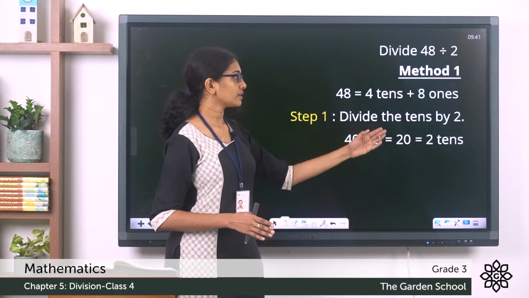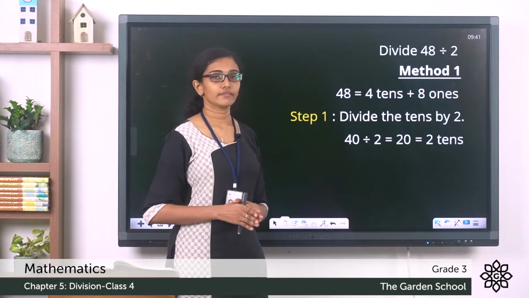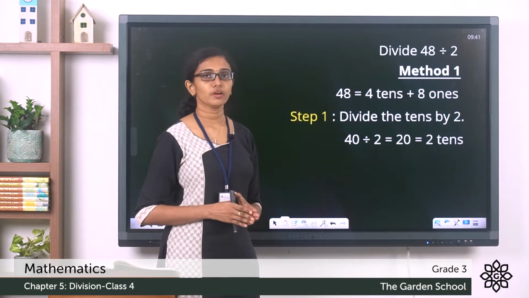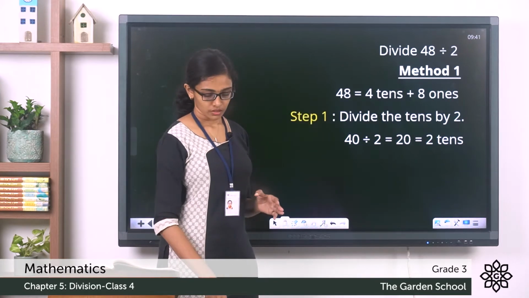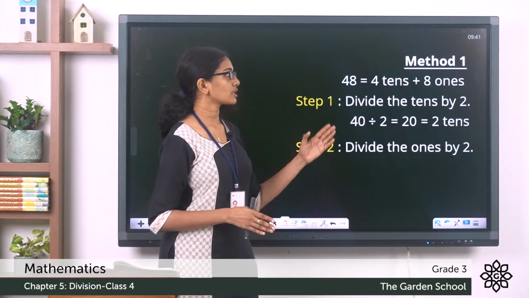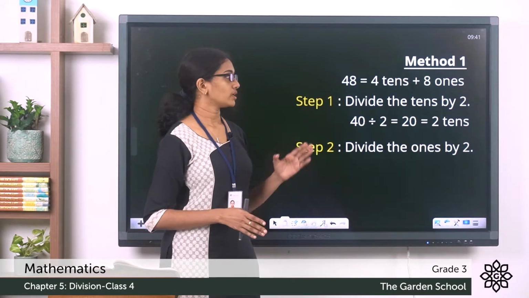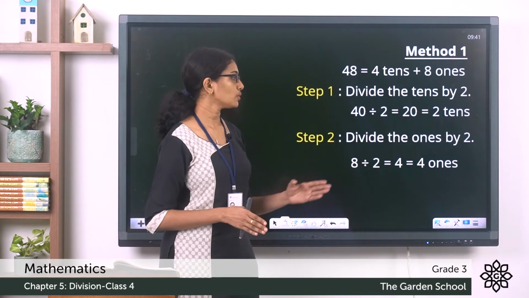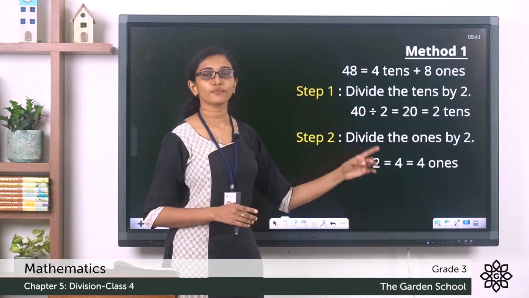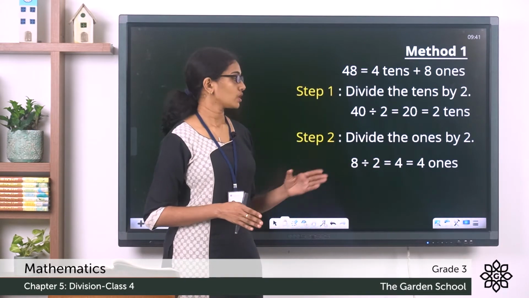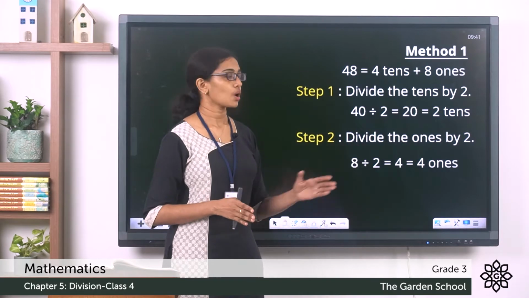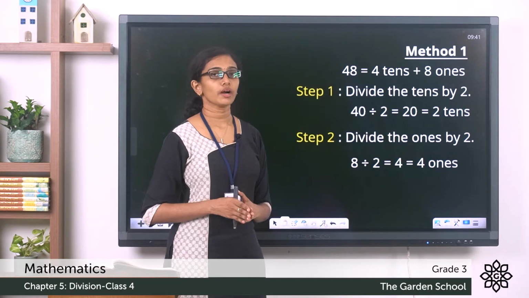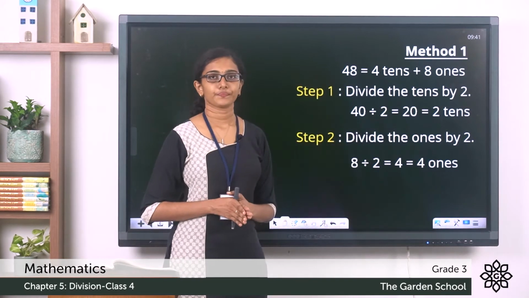Now that we have divided the tens by the divisor 2, let's proceed to the ones. How many ones do we have? We have 8 ones here. So now we are going to divide these ones by 2. Let's divide 8 ones by 2. And what is 8 divided by 2? We know 2 into 4 is equal to 8. So 8 divided by 2 gives 4 as the answer. And 4 is equal to 4 into 1 or 4 ones.